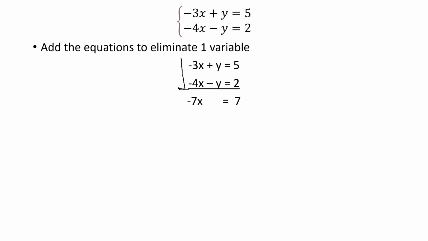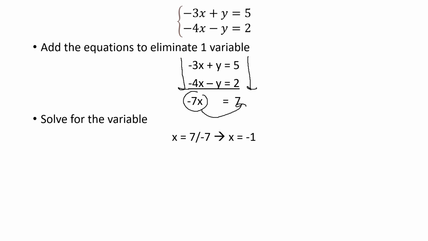5 plus 2, adding straight down, is 7. Now we're going to walk through the steps of solving for x. I'm going to move this negative 7 over. When I do, I divide by negative 7. 7 divided by negative 7, x equals 1.